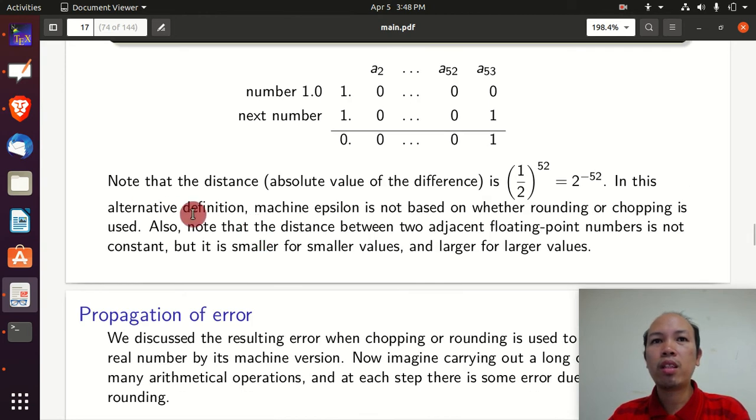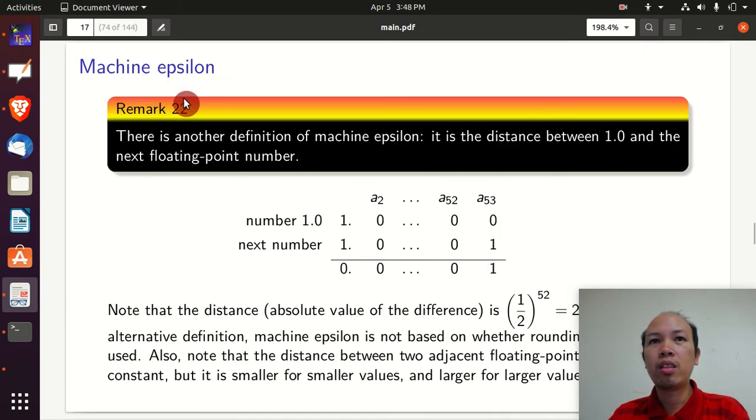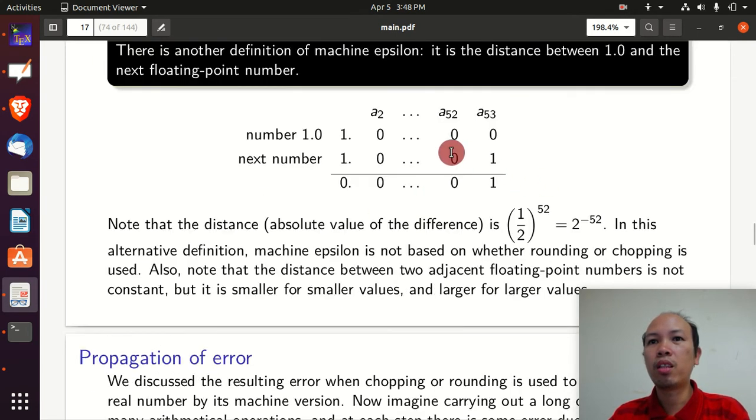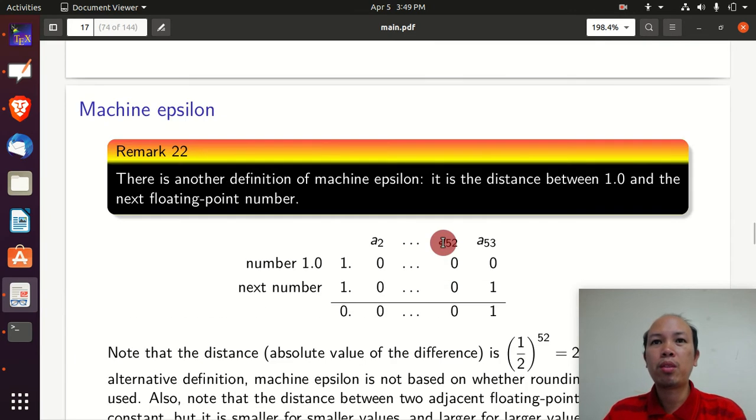So in this alternative definition, machine epsilon is not based on, I'm sorry, this definition will not depend on chopping or rounding. Also note that the distance between two adjacent floating point numbers is not constant, but it is smaller for smaller values and larger for larger values. So that's it for machine epsilon.